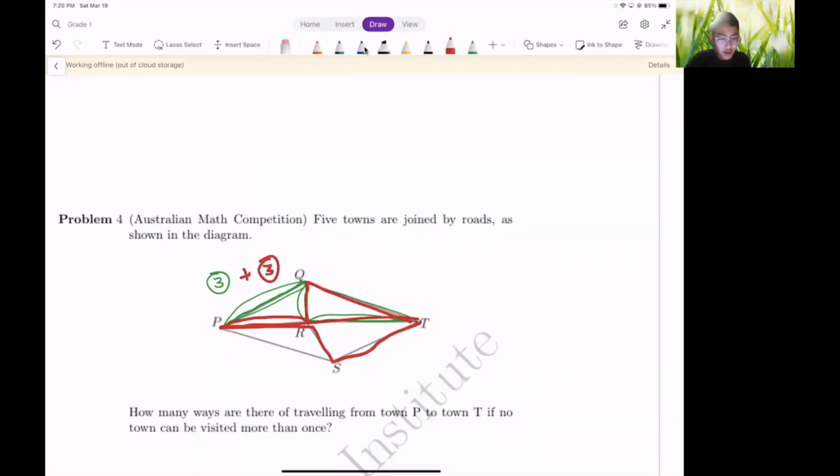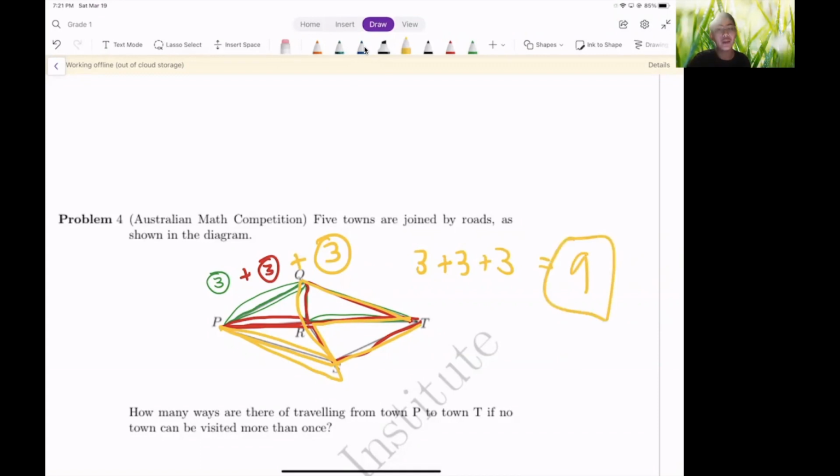And finally, let's use yellow. From P, S to T, that's 1. From P, S, R, T, that's 2. And finally, from P, S, Q, T, that's 3. So in total, we have 3 plus 3 plus 3, that just gives us 9. So in total, there are 9 ways to travel from town P to town T if each town can be visited only once.